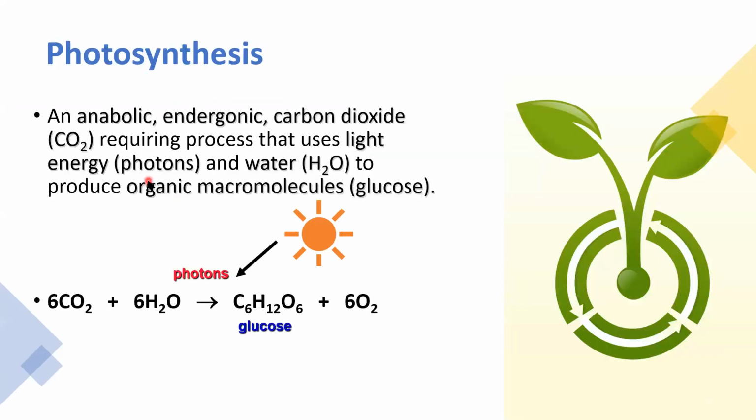The first thing we know, photosynthesis is an anabolic, endergonic, carbon dioxide requiring process that uses light energy and water to produce organic macromolecules, that is glucose. So the plants are producing glucose. It means that this is a natural process which is taking up carbon dioxide from the atmosphere. So if we can enhance that, we will enhance the carbon dioxide uptake.